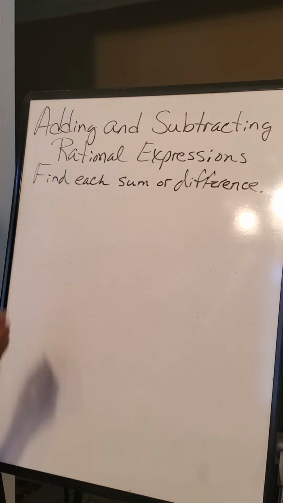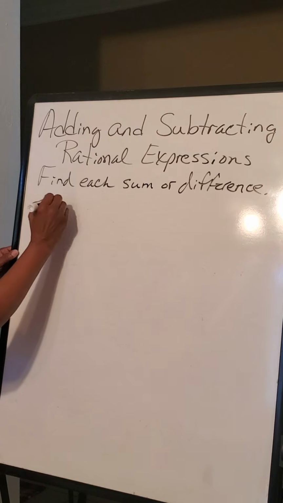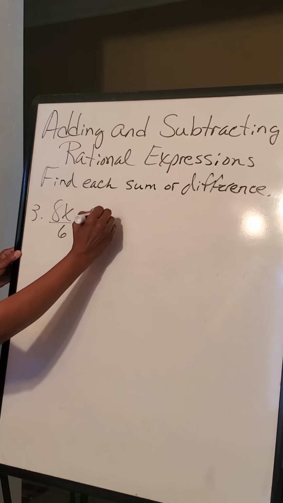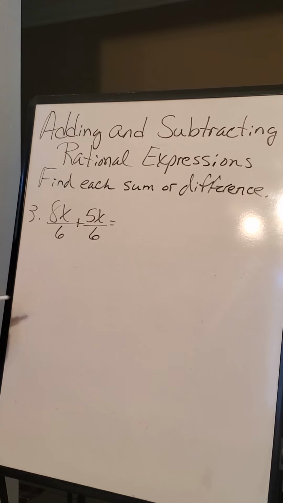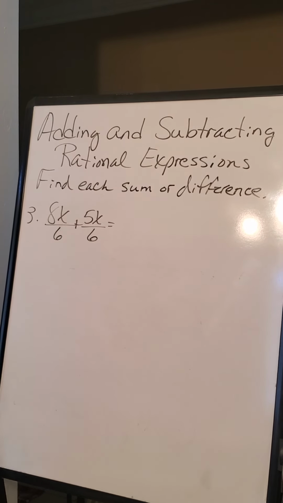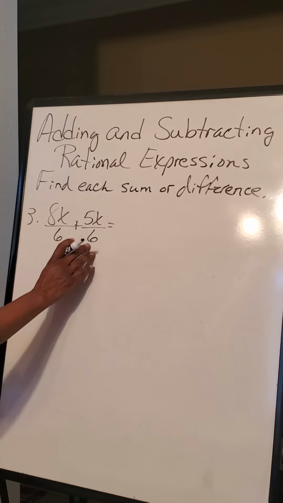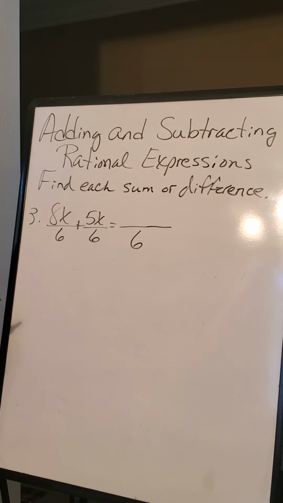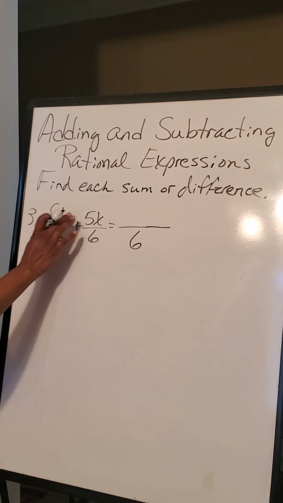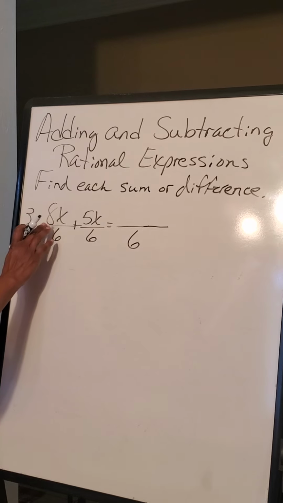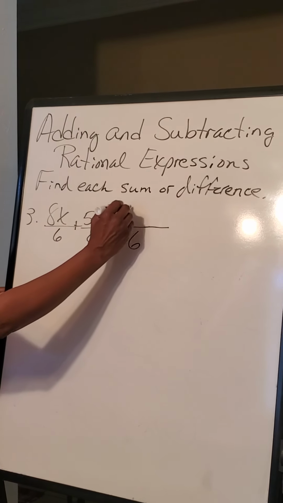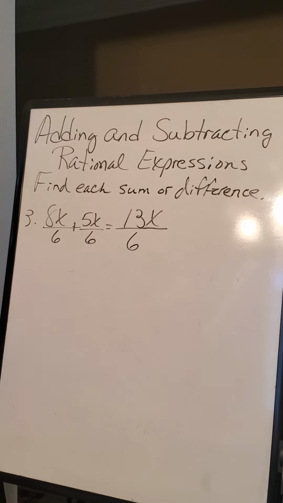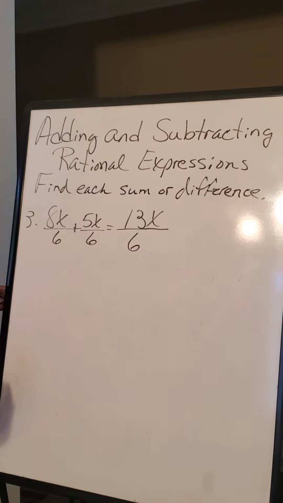And this will be example 3. If I had 8x divided by 6 plus 5x divided by 6. Again, we can add or subtract fractions if they have the same denominator. These have the same denominator of 6, so I'm going to bring that denominator of 6 over. Add my numerators. 8x and 5x are like terms. Add the numerical coefficients. 8 plus 5 is 13, so you get 13x. We do not write any mixed numbers, so your answer is 13x divided by 6.